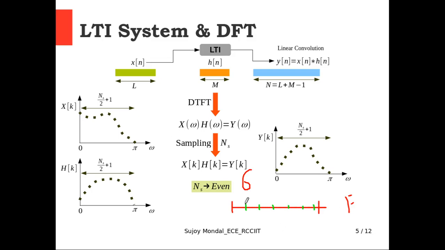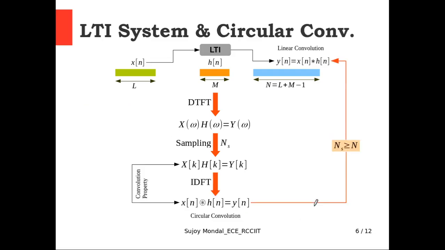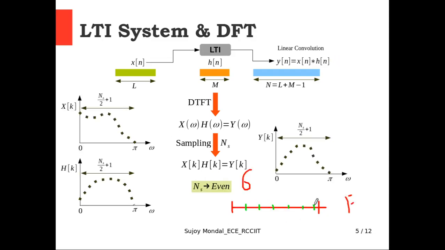So 1, 2, 3, 4, 5, 6. Sorry, this is not a point. This is not a point. Actually, this is not a point. So this is 0, 1, 2, 3, 4, 5, 6. That means this is the 7th point. So now 6 points means up to this particular point.